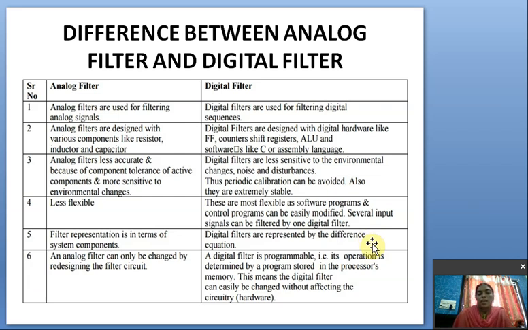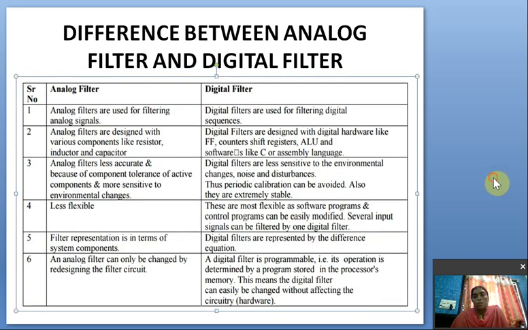An analog filter can only be changed by redesigning the filter circuit. A digital filter is programmable. Its operation is determined by a program stored in the processor memory. This means that a digital filter can easily be changed without affecting the circuitry. Okay, so these are the advantages or differences between the analog filter and digital filter.